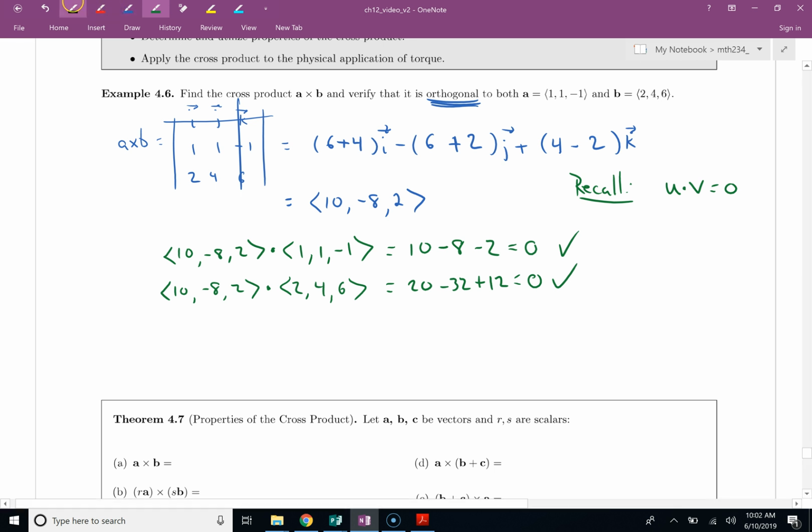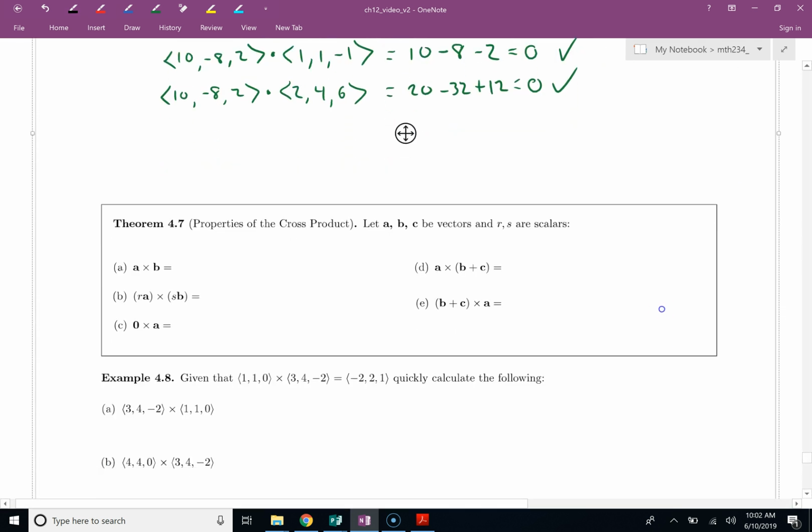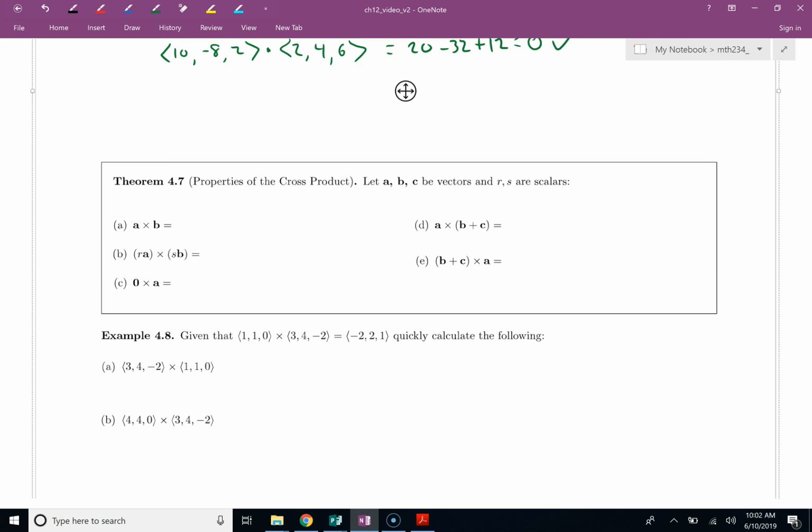All right, so that's some great warm-up. Now let's move on to properties. And the claim is the properties for the cross product are almost everything you would hope for, but there's one small caveat that doesn't exactly work like normal multiplication, and that's actually going to be this first one right here.